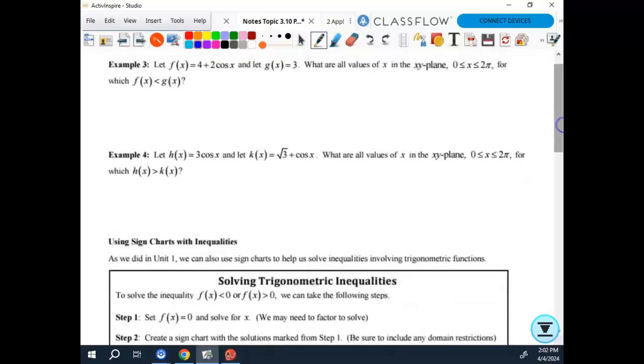Alrighty. So now we're going to let f of x equal 4 plus 2 cosine x, g of x equals 3. I want all the values of x, and this is my restriction. Would I include 2 pi on this one?